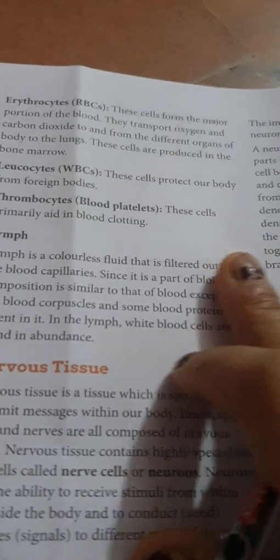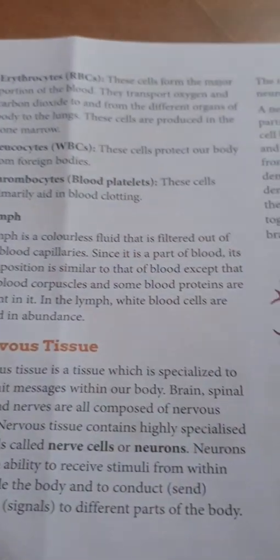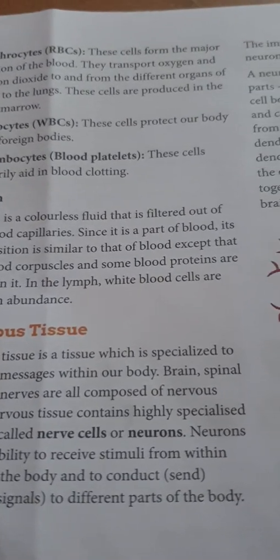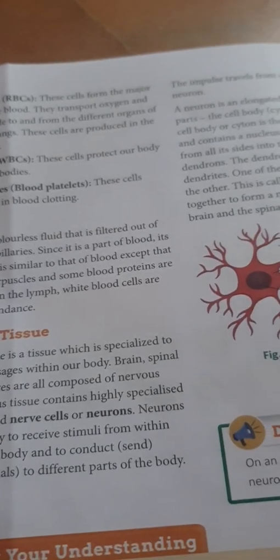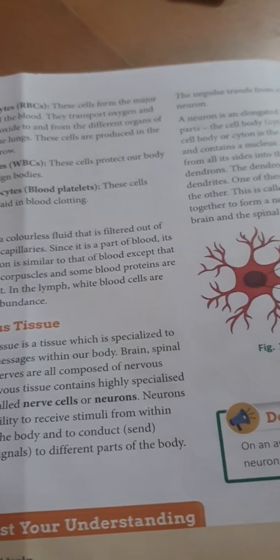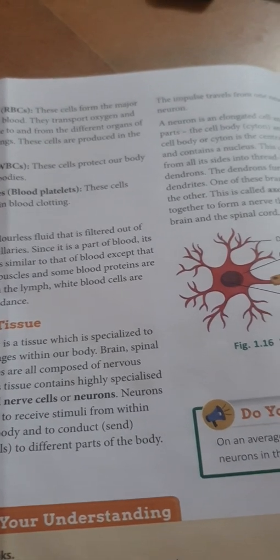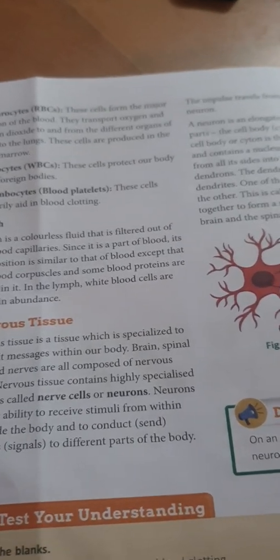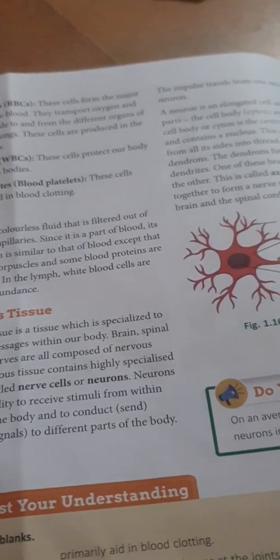Now we are going to read about the leukocytes, that is WBCs. These cells protect our body from foreign bodies. These leukocytes are colorless blood cells. Leukocytes don't have any color. They are colorless because they are devoid of hemoglobin. In WBC we don't find hemoglobin, that's why they are colorless.